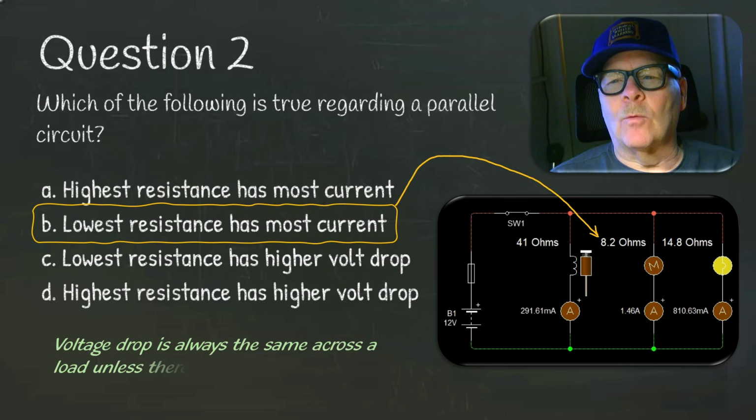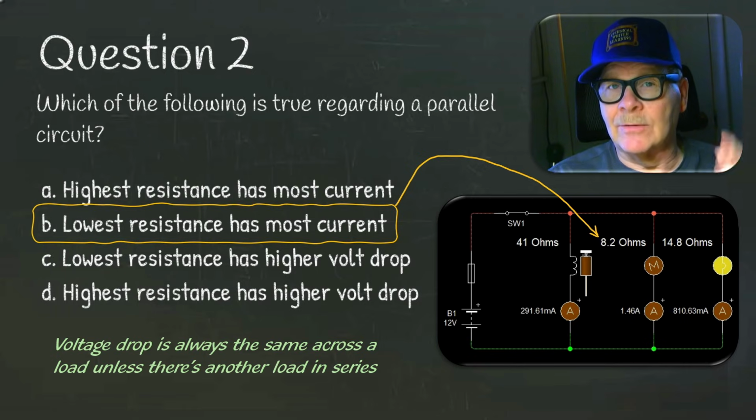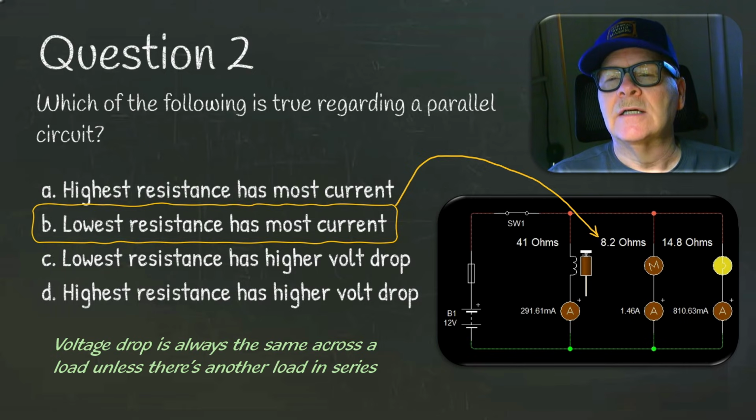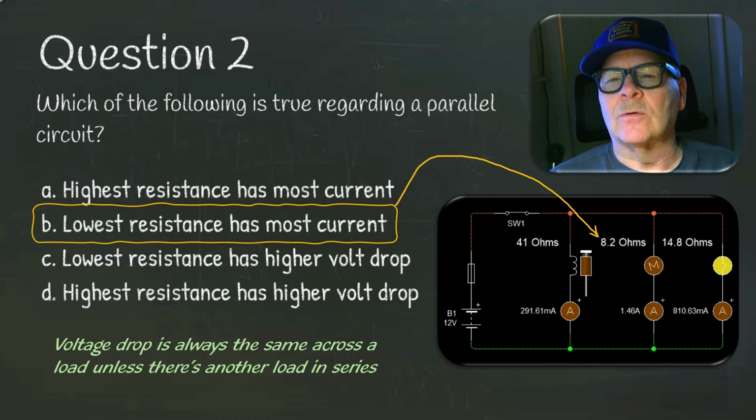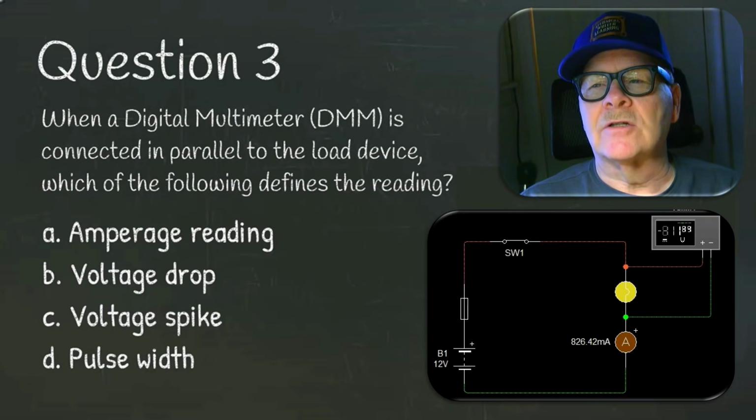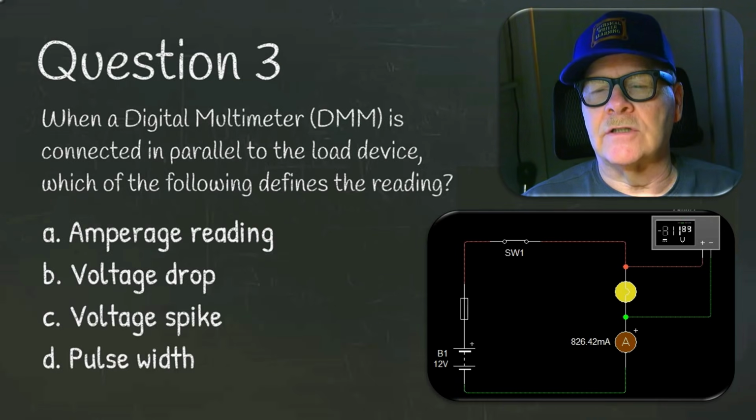All right, the one that's got the lowest resistance will have the most current. Voltage drop's going to be the same across a load unless there's another load in the series with that load. So if it's the only load in there, you're going to have the same voltage drop regardless of the resistance. And so when a digital multimeter is connected in parallel with a load device, you're measuring voltage drop.